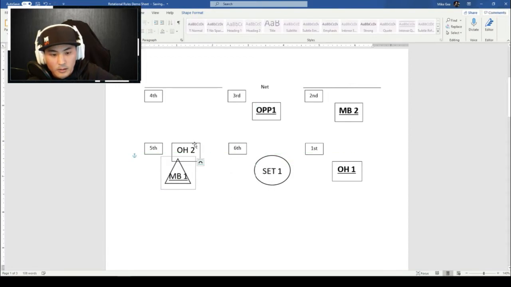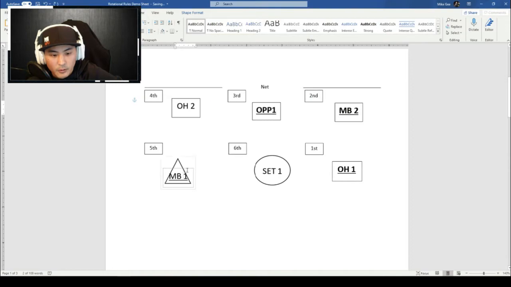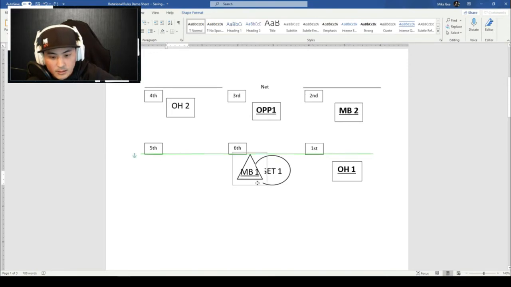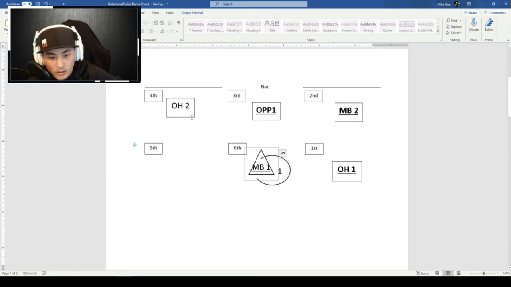Okay, because again, remember, these are your corresponding front and back row players, right? So this player, because zone 4 is closer to the net and is a front row zone, and zone 5 is closer to the end line or a back row zone, that is the rule that applies. This middle blocker 1 needs to start closer to the back end line, right, than OH2 or the zone 4 player.